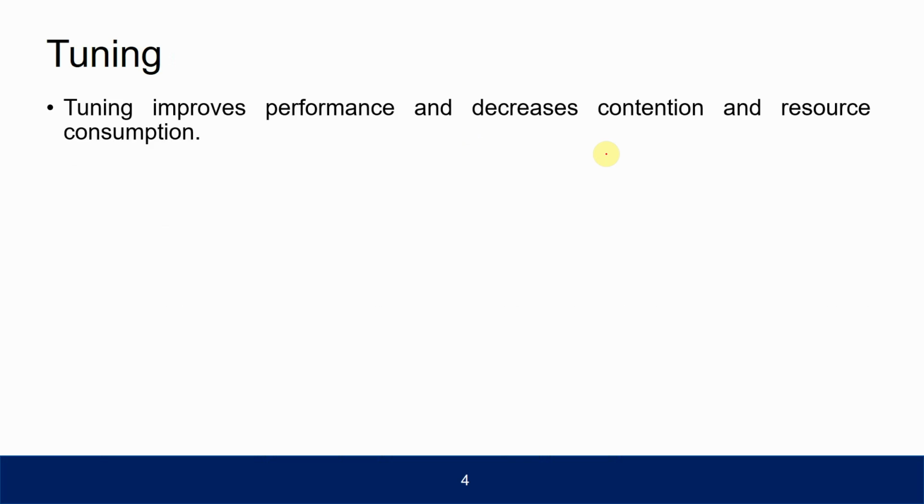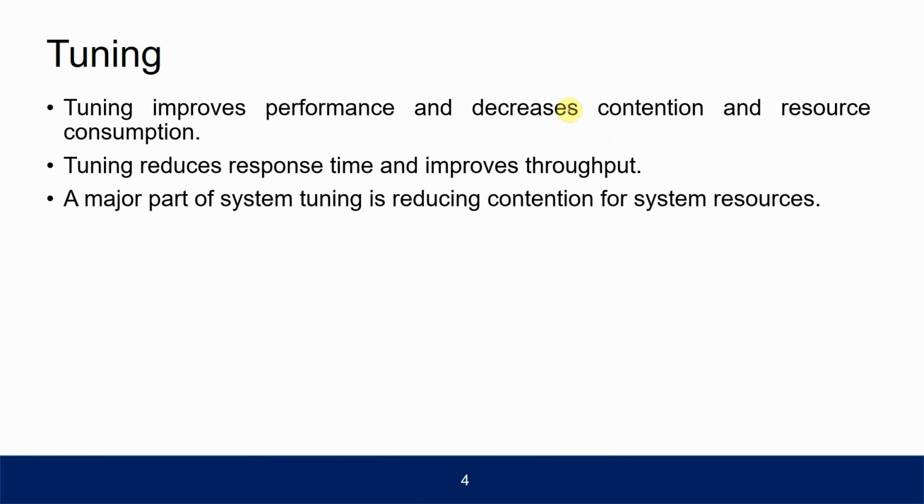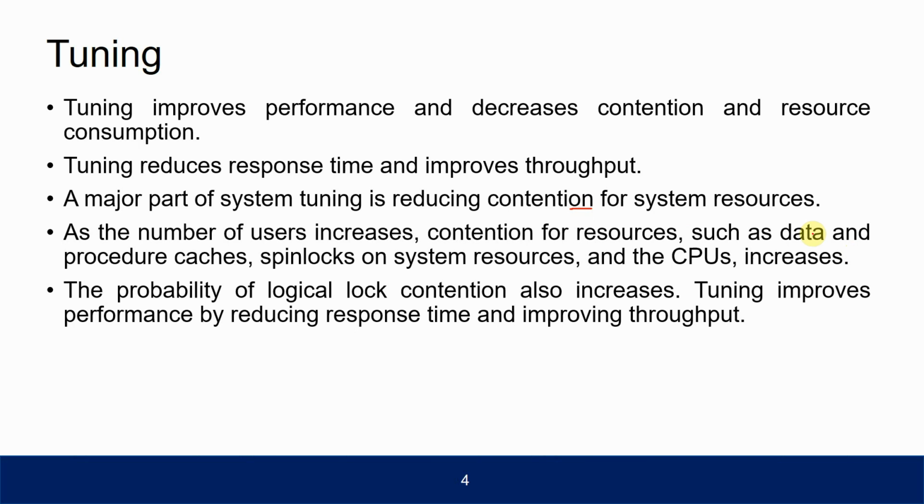What is tuning? Tuning improves performance and decreases contention and resource consumption. Tuning reduces response time and improves throughput. A major part of system tuning is reducing contention for system resources. As the number of users increases, contention for resources such as data and procedure cache, spinlocks on system resources, and the CPU increases. The probability of logical lock contention also increases. Tuning improves performance by reducing response time and improving throughput.